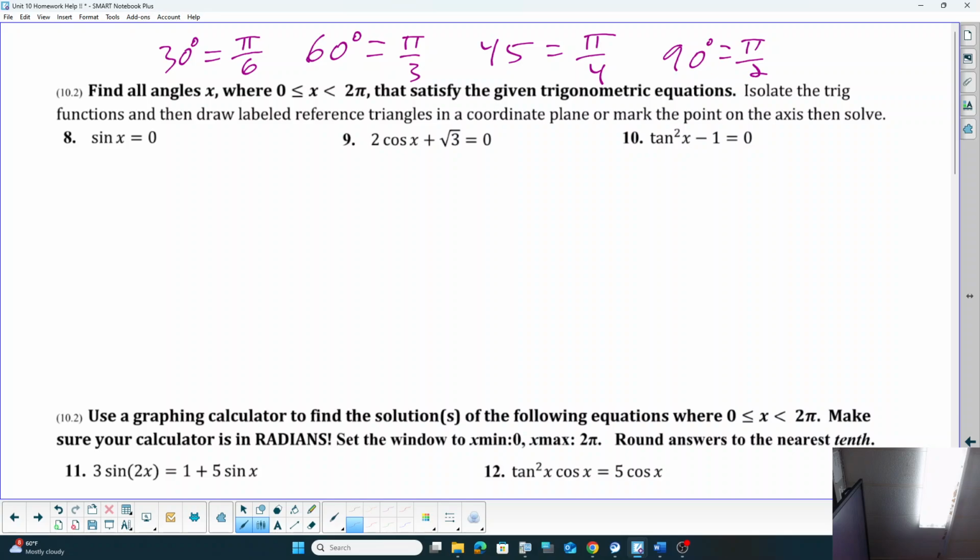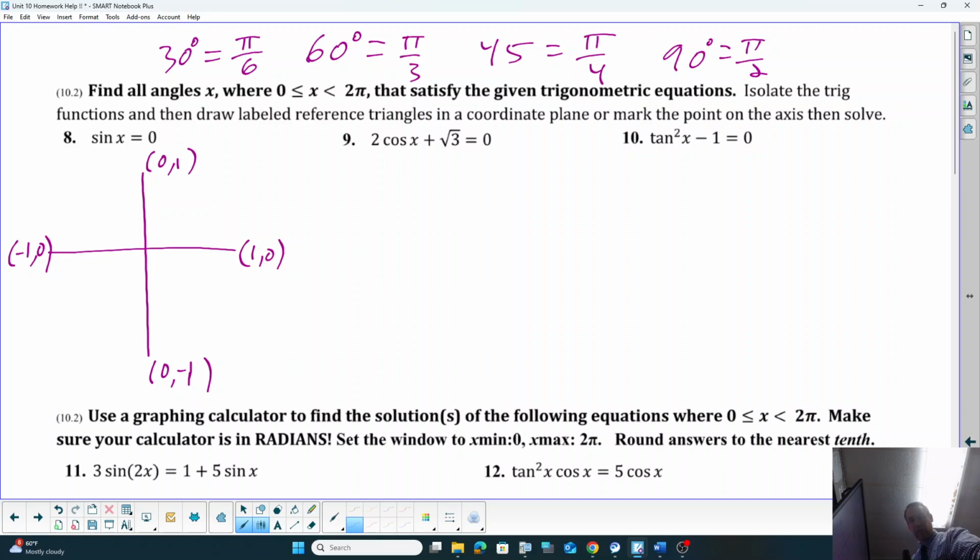Okay, so find all the angles x from 0 to 2 pi that satisfy the given equation. Cool. So where does sine of x equal 0? That's special. There are actually two places where sine equals 0. So we have 1, 0, we have negative 1, 0, we have 0, 1, and we have 0, negative 1. So don't forget this for the test. There'll probably be one of these review ones on here, definitely on the test.